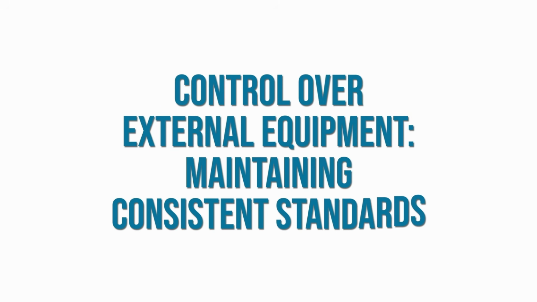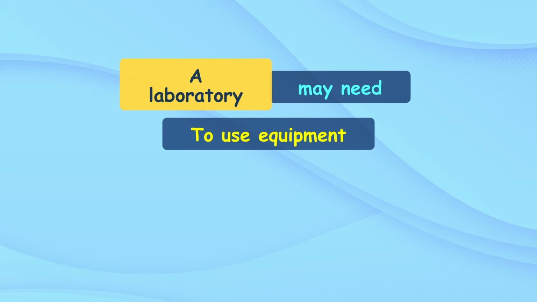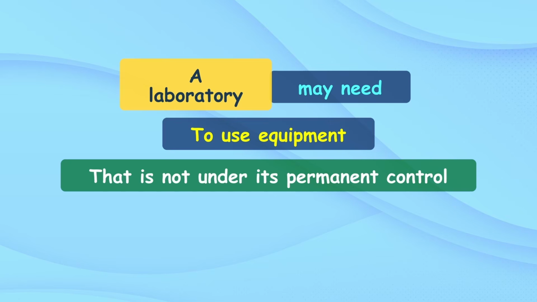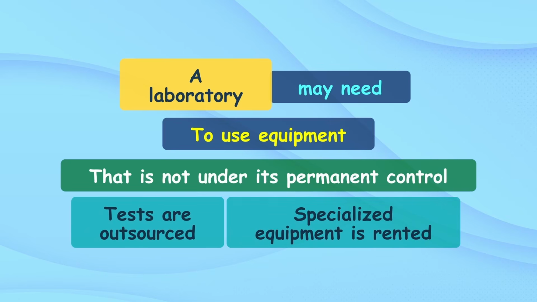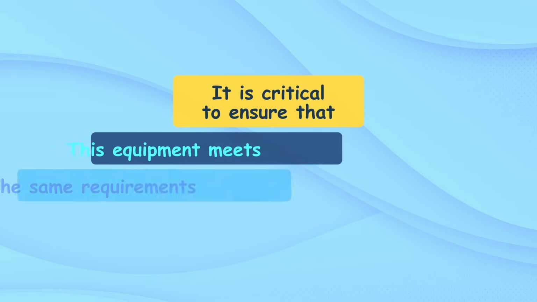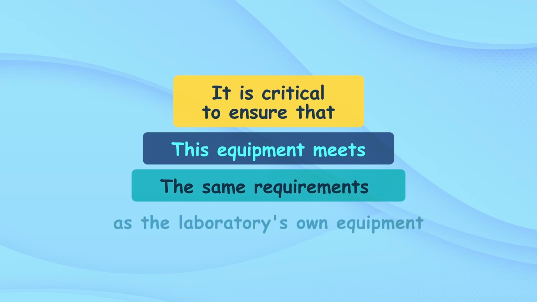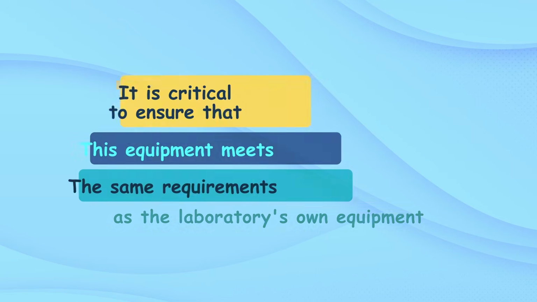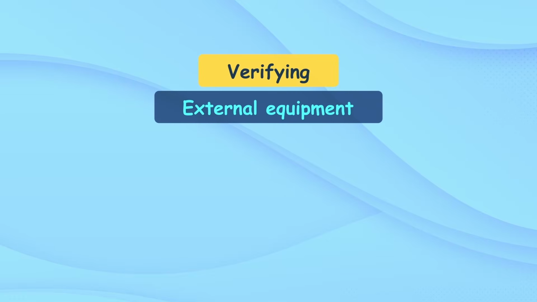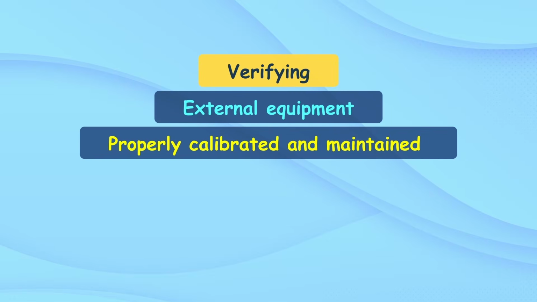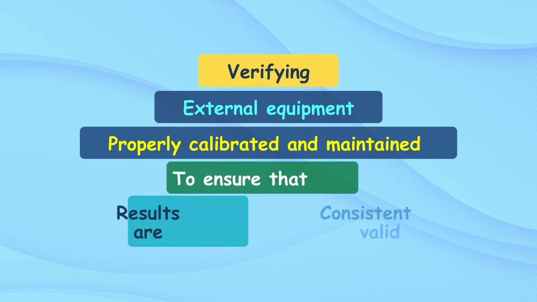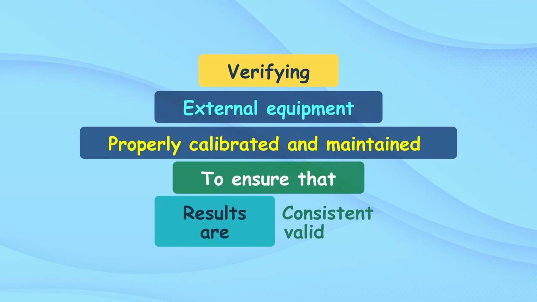Control over external equipment. Maintaining consistent standards. Sometimes, a laboratory may need to use equipment that is not under its permanent control, such as when certain tests are outsourced or specialized equipment is rented. In these cases, it is critical to ensure that this equipment meets the same requirements as the laboratory's own equipment. This means verifying that external equipment is also properly calibrated and maintained to ensure that results are consistent and valid.